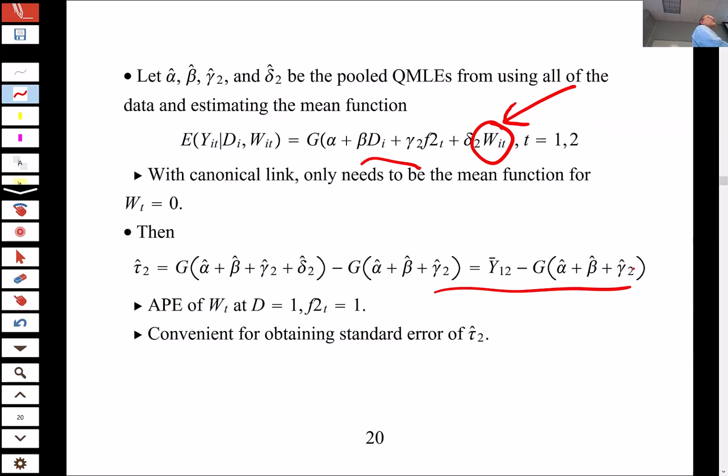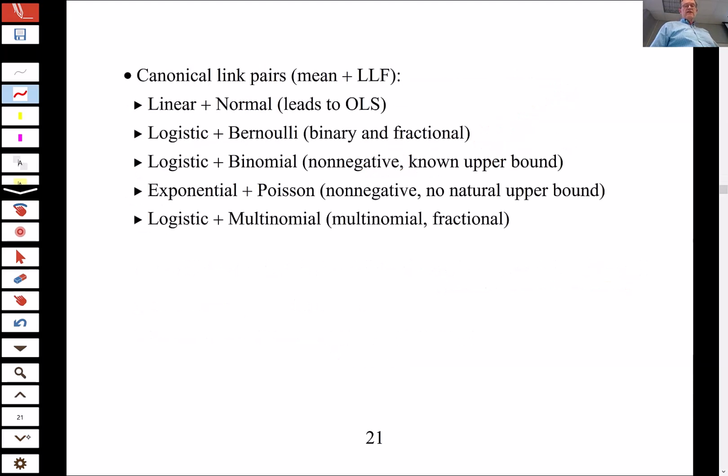I call it the average partial effect. But again, it's very easy to do this. So we get that standard error. Just as a reminder, these are the canonical link pairs that I know about and have actually used in one way or another.